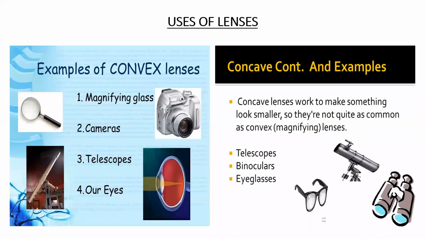Now, uses of lenses. Two lenses we have studied, convex lens and concave lens. तो पहला यूज पढ़ रहे हैं, एग्जांपल्स ऑफ कन्वेक्स लेंस. Convex lens is used as a magnifying glass. यह है तुम्हारा मैग्नीफाइंग ग्लास. It is also used in camera lenses. It is also used in telescopes and it is also used in our eye lens.